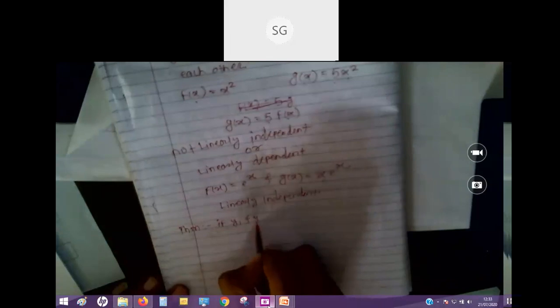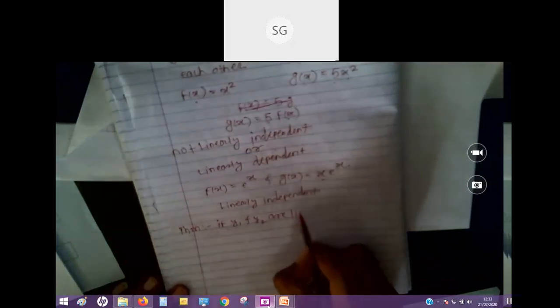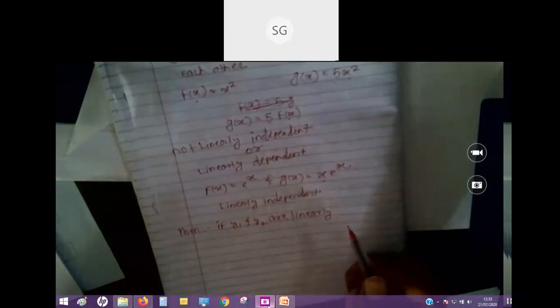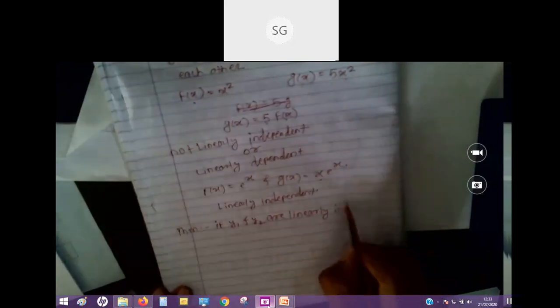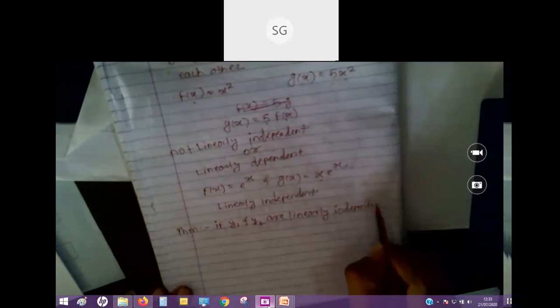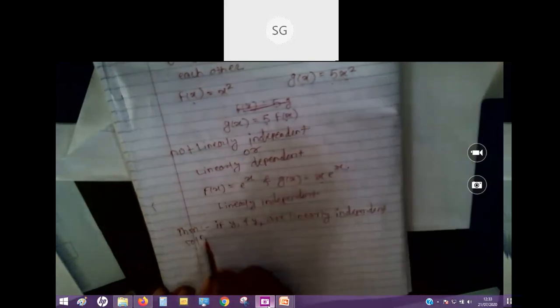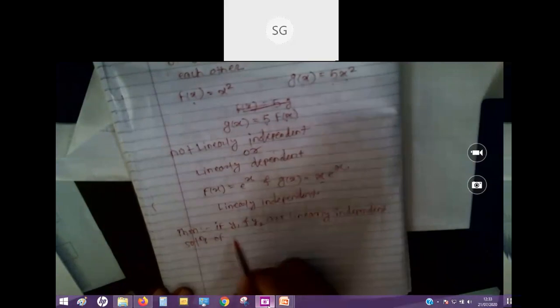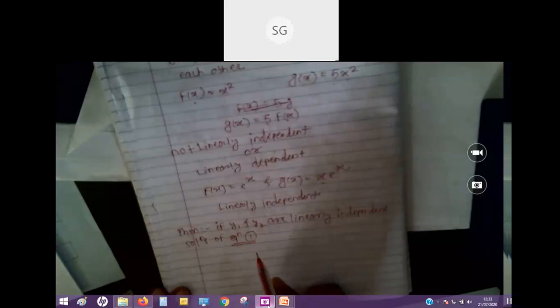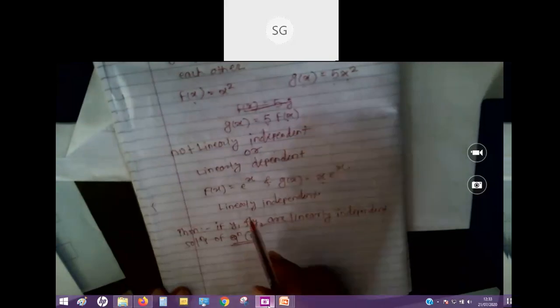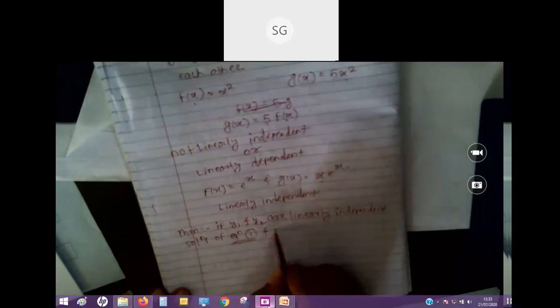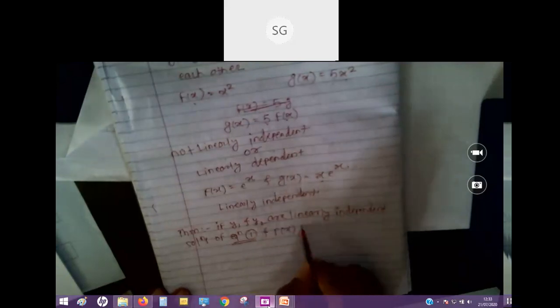If y1 and y2 are linearly independent solutions, now you know linear independence, please don't say you don't know, if y1 and y2 are linearly independent solutions of equation 1, again I am taking equation 1, which is a homogeneous second order linear differential equation, and let's say p of x is never 0.